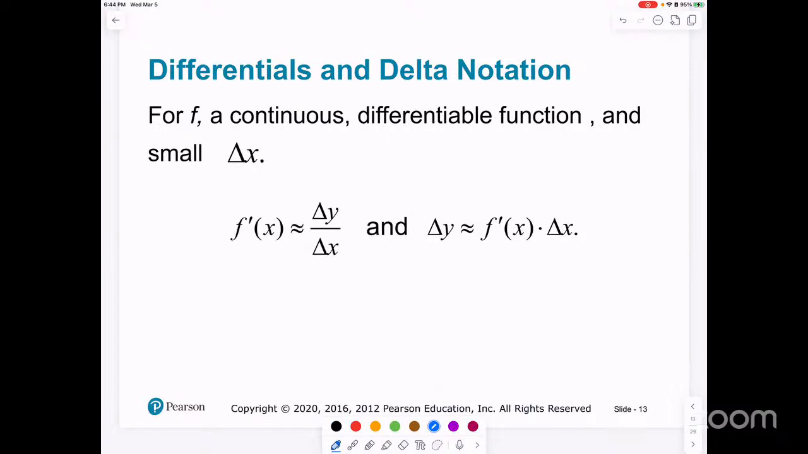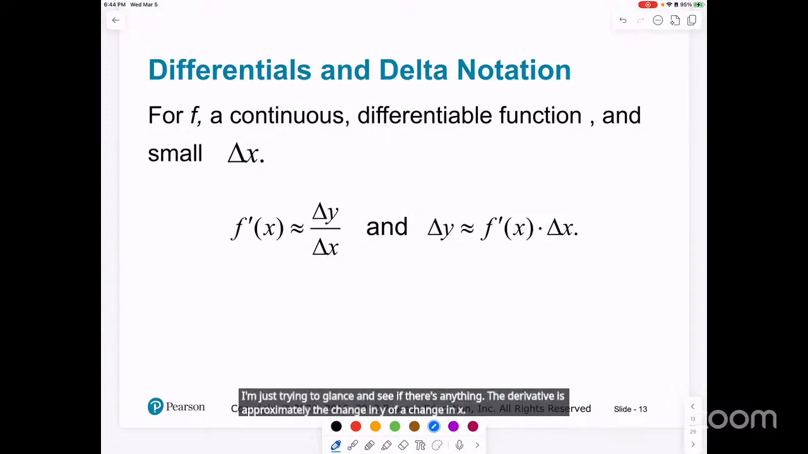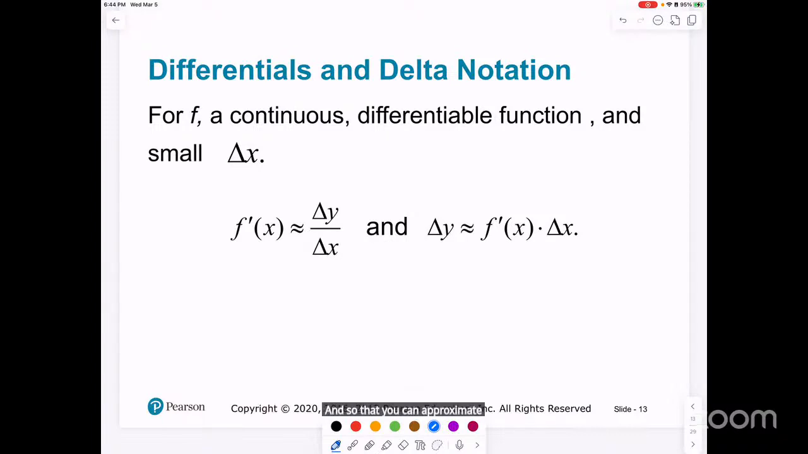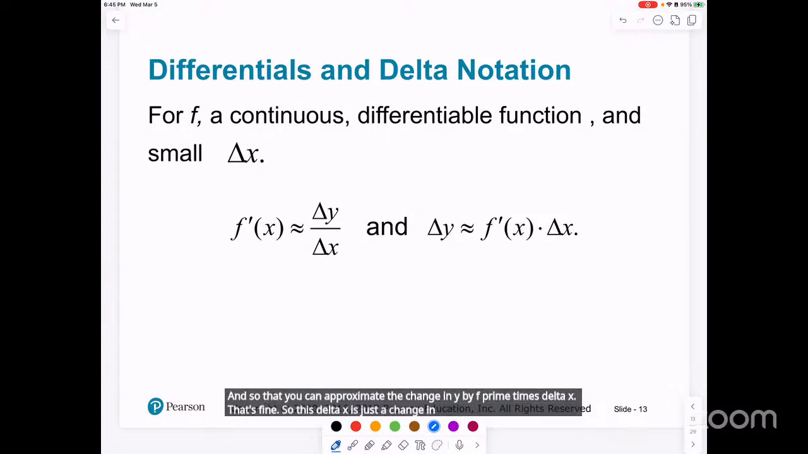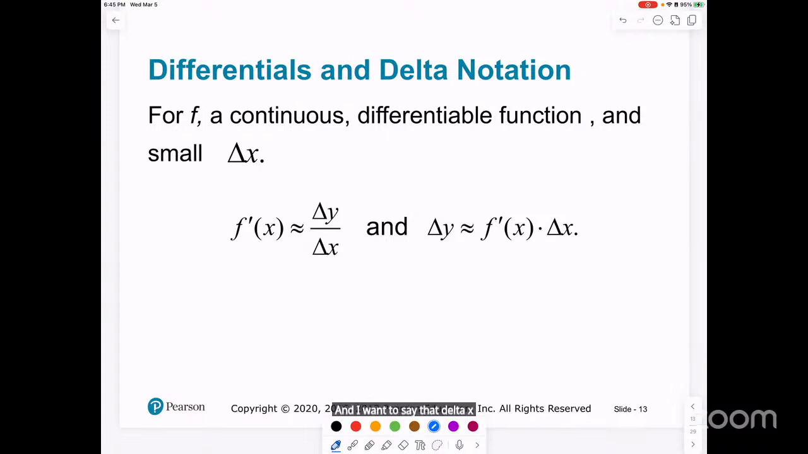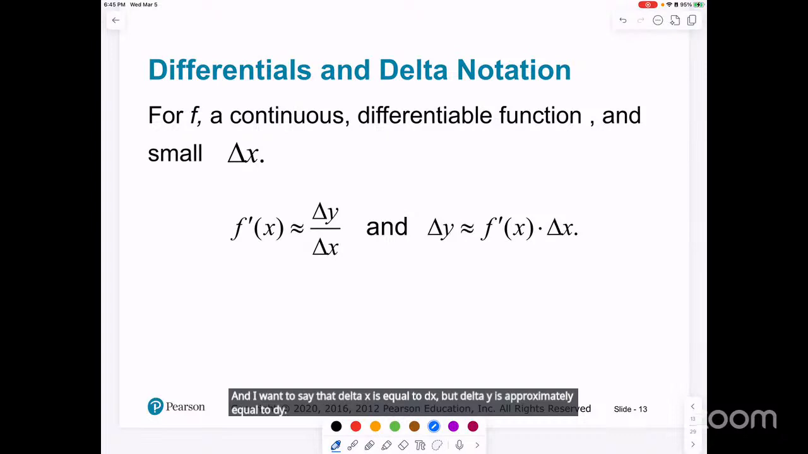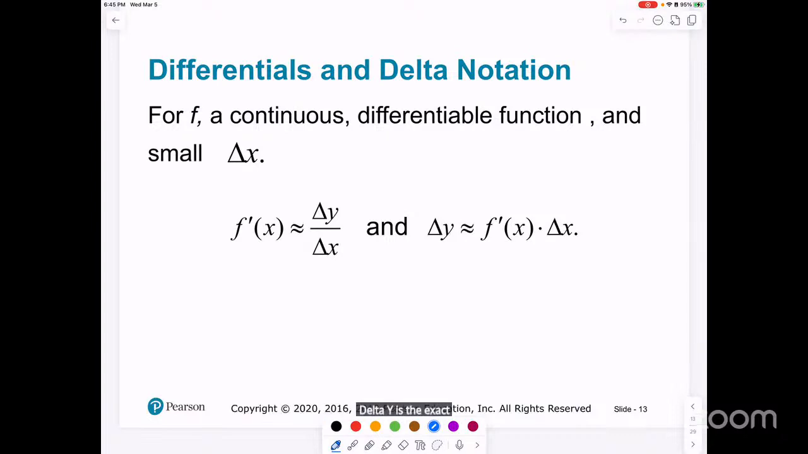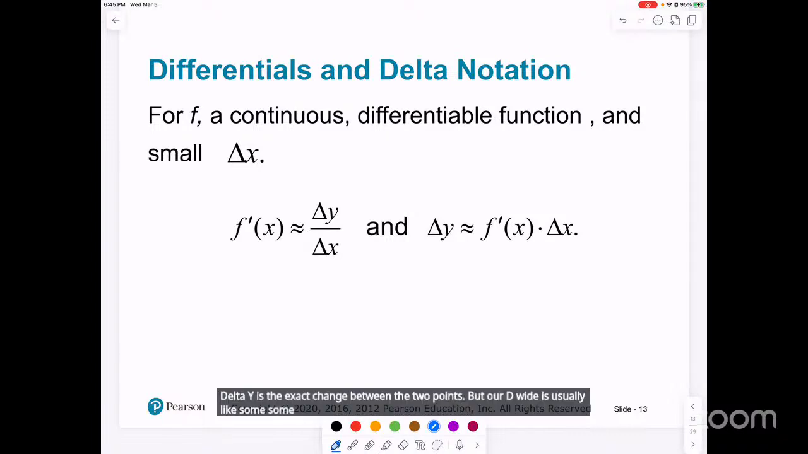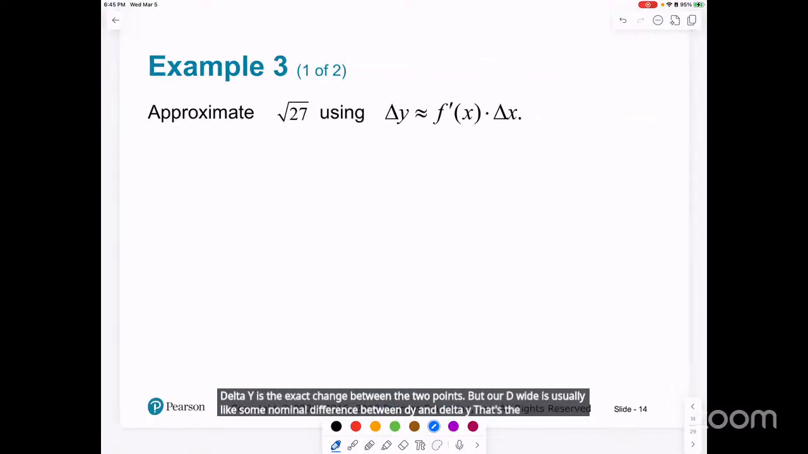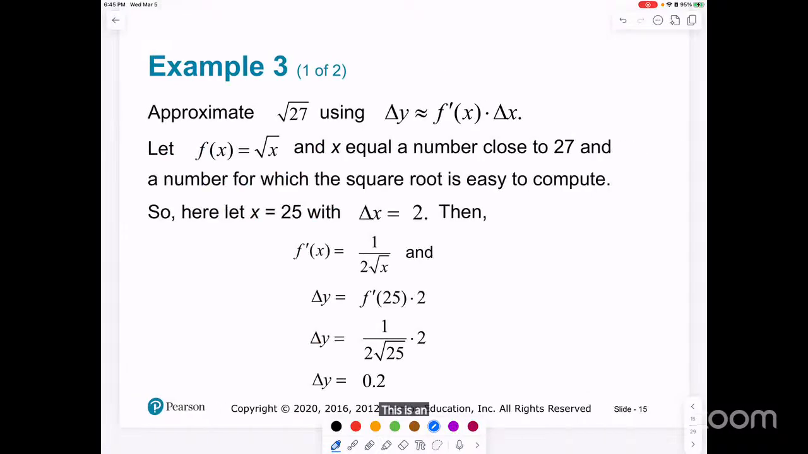The derivative is approximately the change in y over change in x. So you can approximate the change in y by f prime times delta x. This delta x is just a change in x, like x2 minus x1. Delta x is equal to dx, but delta y is approximately equal to dy. Delta y is the exact change between the two points, but there's usually some nominal difference between dy and delta y. That's the main thing here. This is an interesting one, so you definitely want to use my recording there.